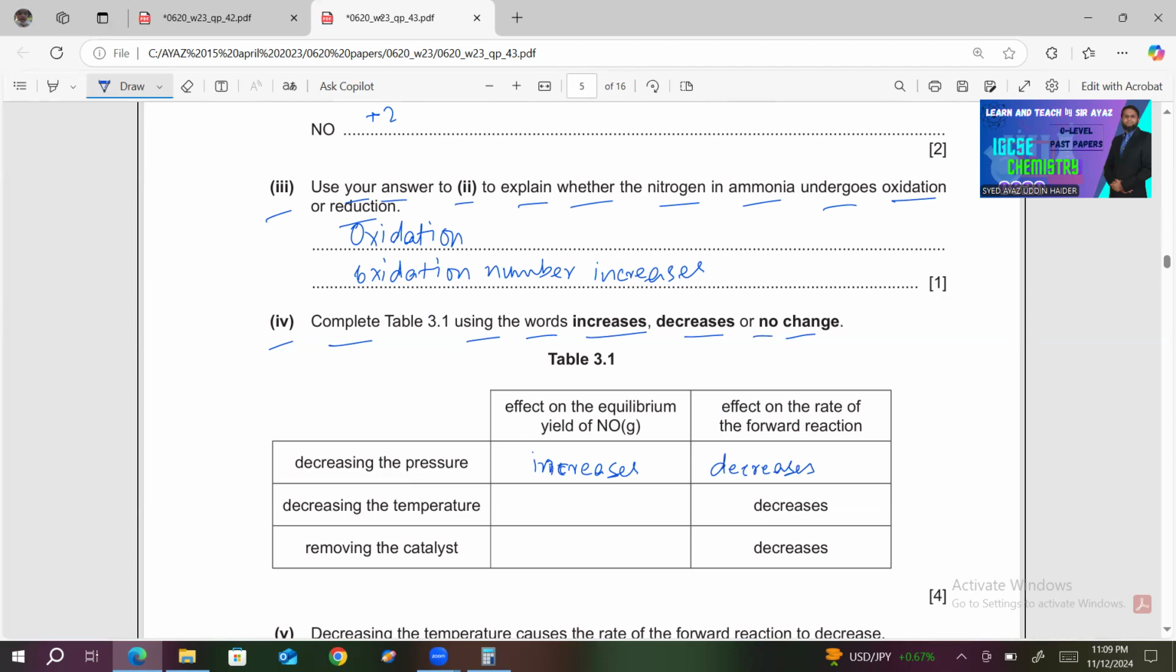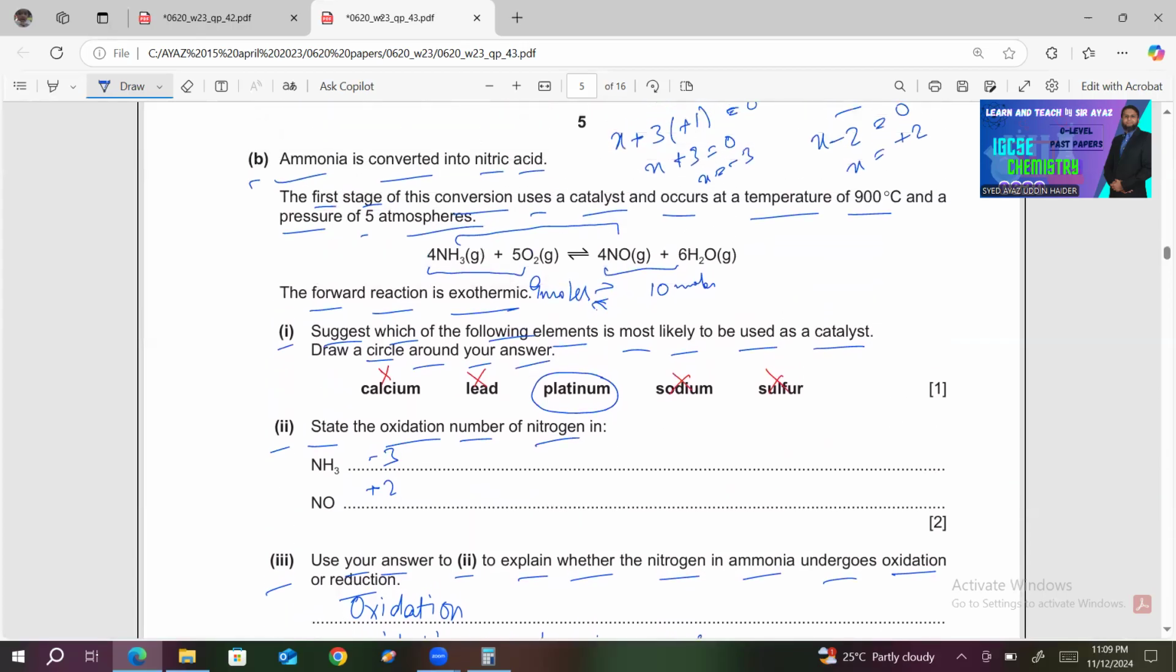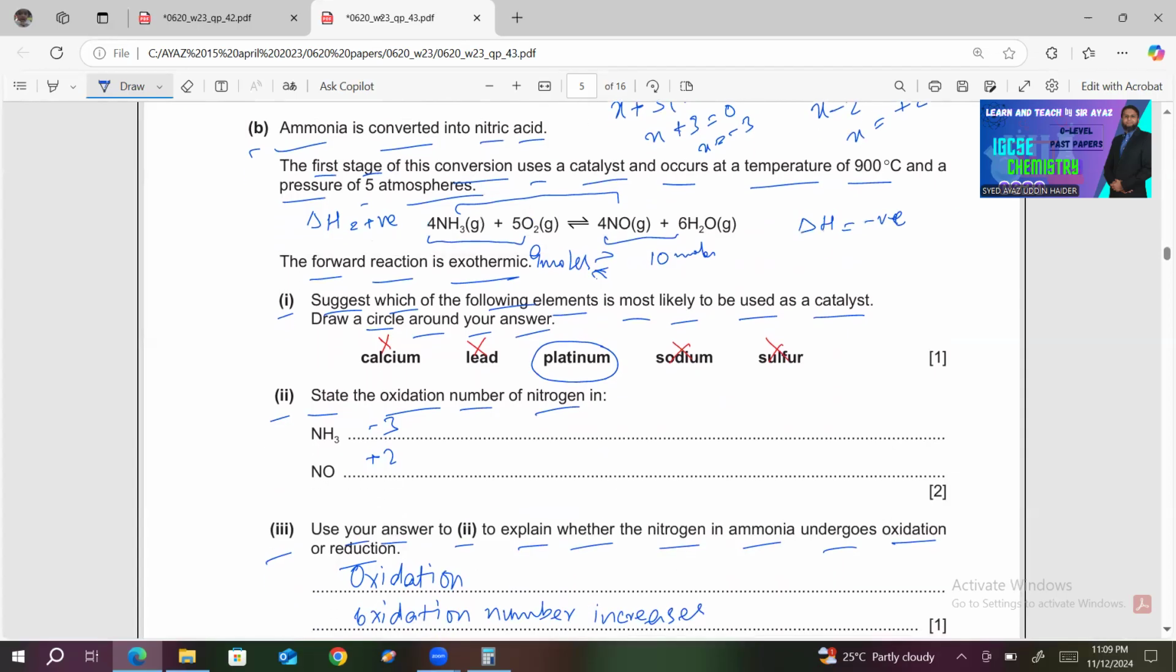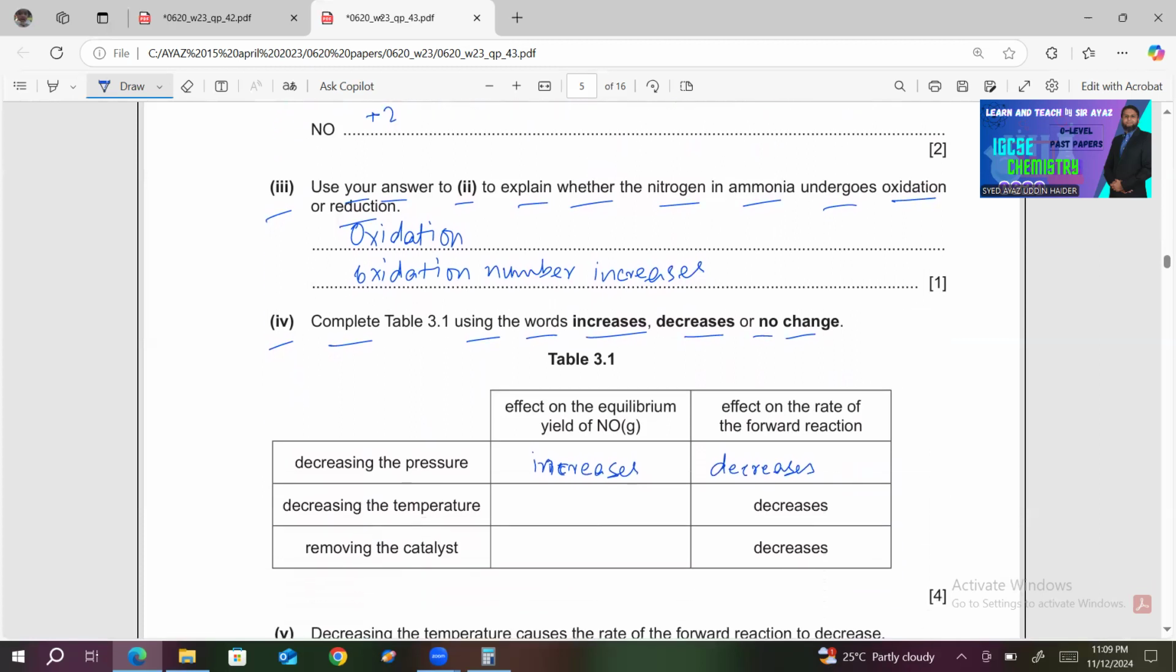Decreasing the temperature, effect on the equilibrium yield of NO. For this, you need to know the type of reaction in terms of change in energy, that's whether it's exothermic or endothermic. The forward reaction is exothermic, which means in the forward direction you have delta H negative, and the backward direction, on the reactant side, should be positive because it is endothermic. So the forward direction favors low temperature. So low temperature increases the yield of NO. So decreasing the temperature increases the yield of NO, so I will write increases.